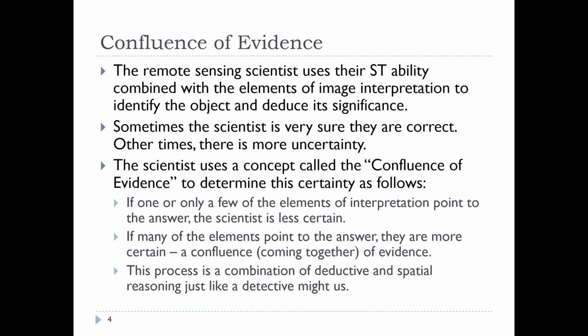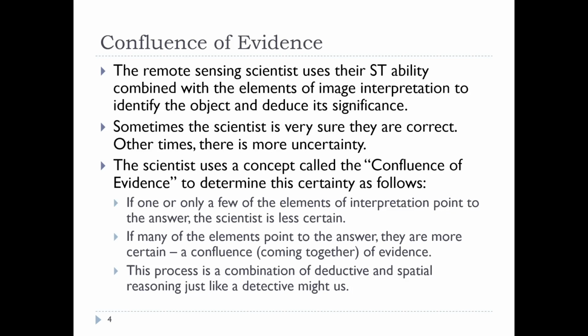So what we have is a term called the confluence of evidence. And so remote sensing scientists use their spatial thinking ability combined with these elements of interpretation to identify the object and then deduce their significance. And as I mentioned, sometimes we're really positive about what we're identifying, what we're interpreting, like the Pentagon there. And other times there's more uncertainty about what we're looking at.